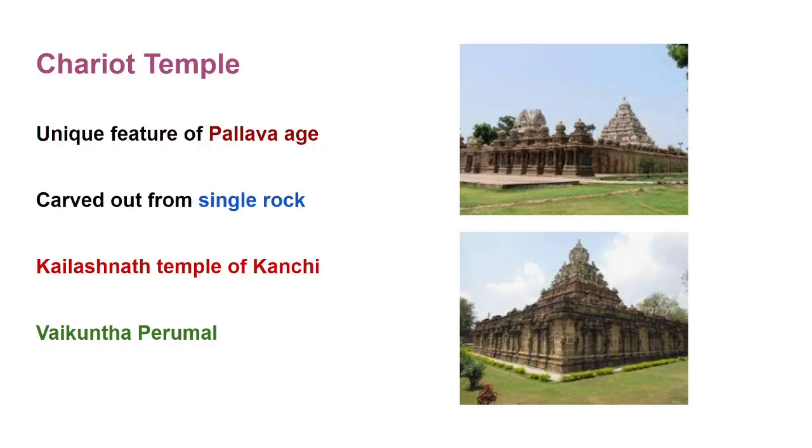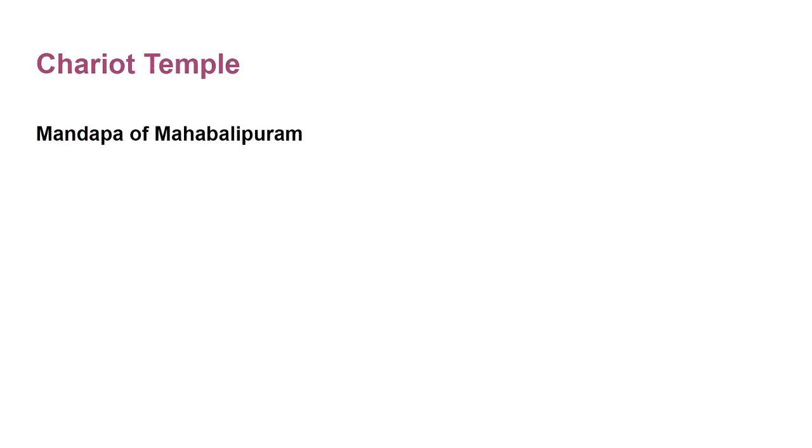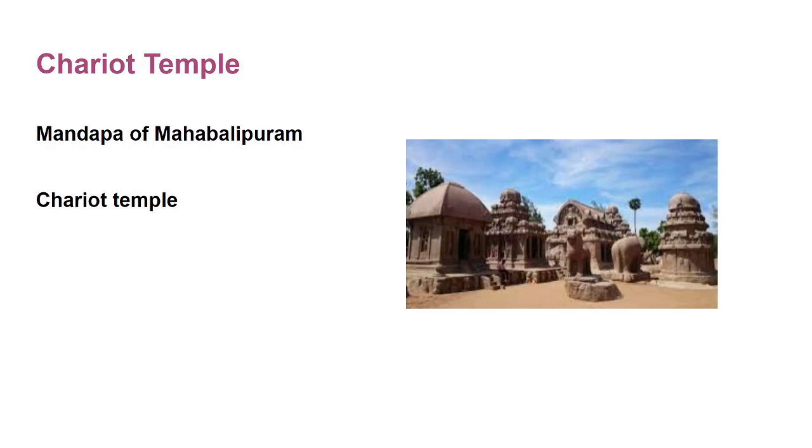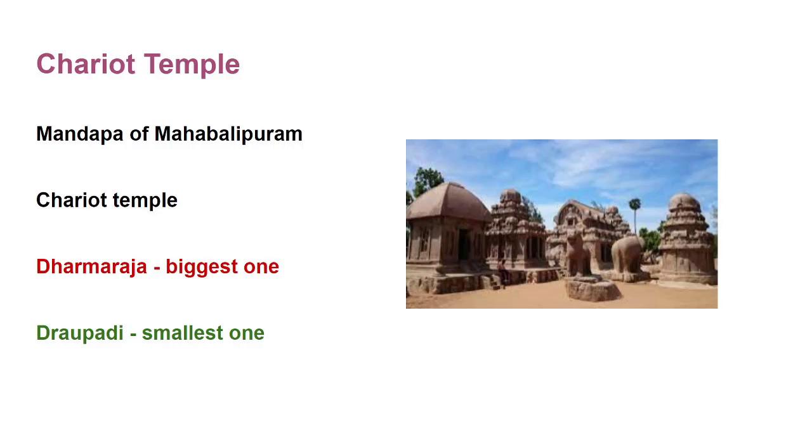Apart from above, mandapas at Mahabalipuram and Chariot temples of Mahabalipuram are world famous. Each one of them is a rock cut temple. These chariots are named after the Pandavas. Chariot temple of Dharmaraja is the biggest one, whereas the chariot temple of Draupadi is the smallest. Dharmaraja is another name for King Yudhishthir, and chariot temple of Dharmaraja is the biggest one.